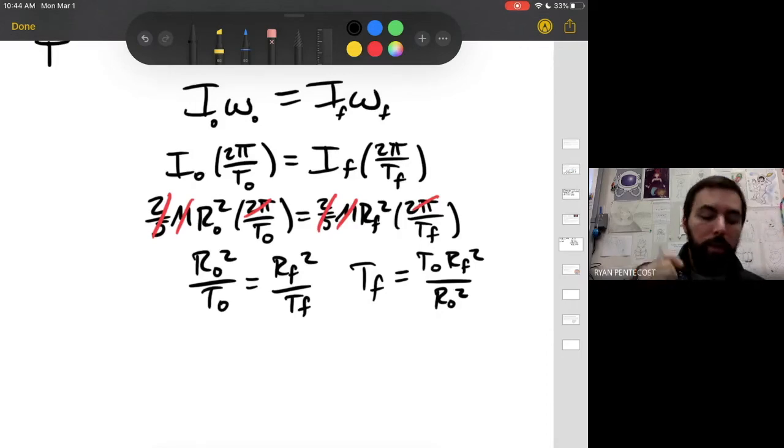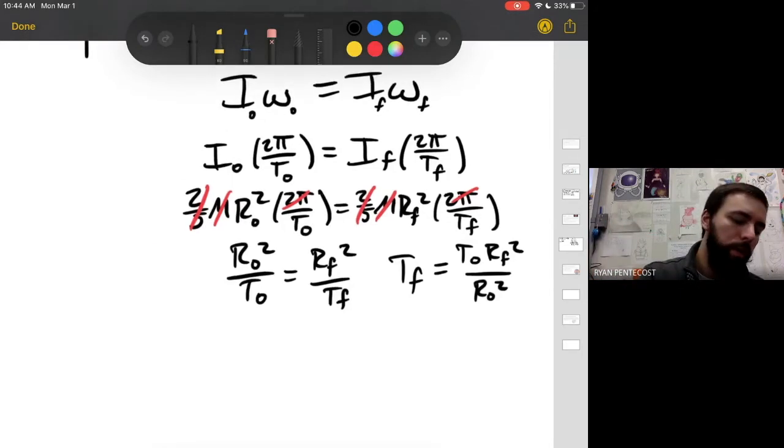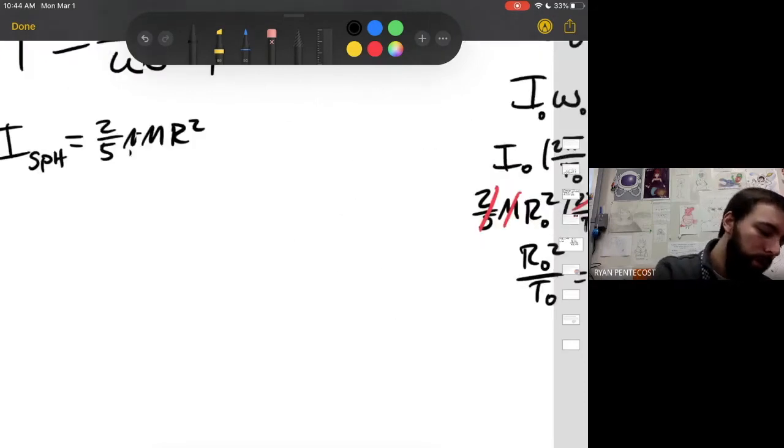So we need our initial time period, which we have is 30 days. We need to convert that. Then we need the radii. We have the initial radius, 10 to the 4th kilometers, and we need the final radius, which is just 3 kilometers. So we have all of this. We just need to convert days to seconds. So let's do that real quick.